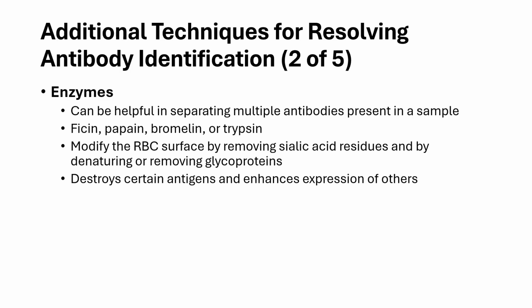Enzymes are useful for separating multiple antibodies present in a sample. Commonly used enzymes are ficin, papain, bromelain, and trypsin. These enzymes modify the red blood cell surface by removing sialic acid residues and denaturing or removing glycoproteins on the red blood cell membrane. Some antigens are actually destroyed by these enzymes, and others can have their expression enhanced.